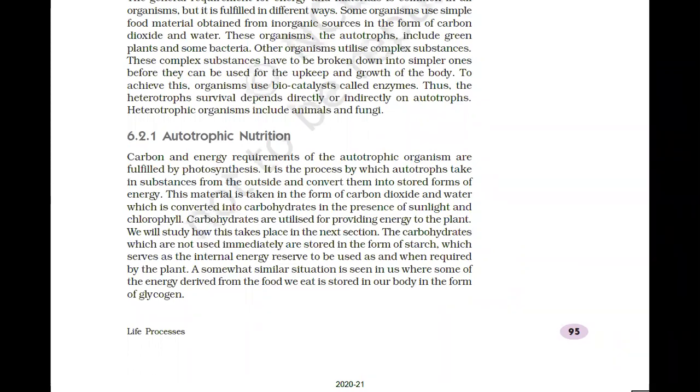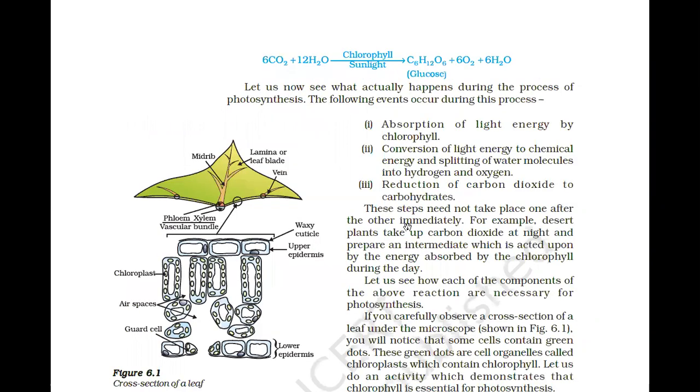The carbohydrates, which are not used immediately, are stored in the form of starch, which serves as the internal energy reserve to be used as and when required by the plant. A somewhat similar situation is seen in us, where some of the energy derived from the food we eat is stored in our body in the form of glycogen. 6CO2 + 12H2O, in the presence of chlorophyll and sunlight, gives C6H12O6 + 6O2 + 6H2O.